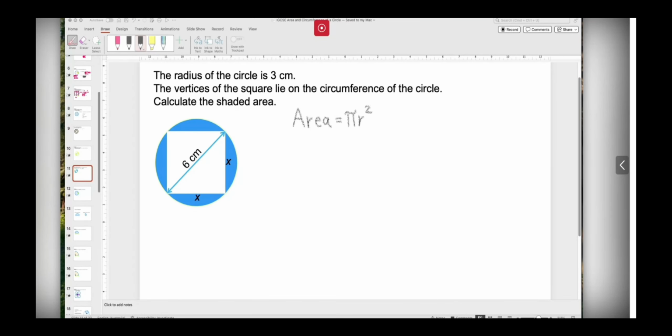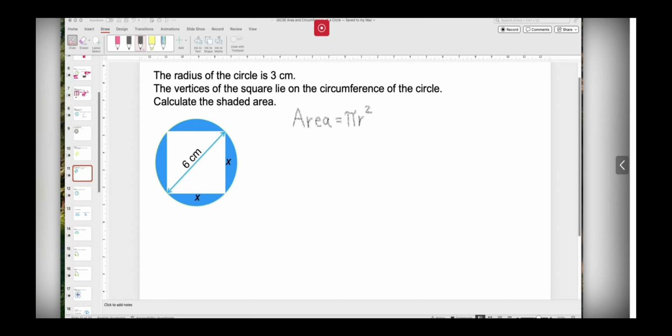The radius of the circle is 3 centimeters. The vertices of the square lie on the circumference of the circle. Calculate the shaded area. So we have a circle with a radius of 3 centimeters, so the diameter of the circle is 6 centimeters. The square is inscribed in the circle, meaning all its vertices touch the circumference. And the shaded area is the area of the circle minus the area of the square.